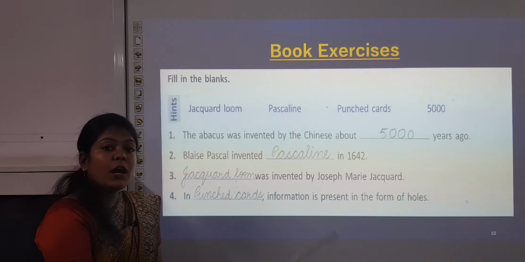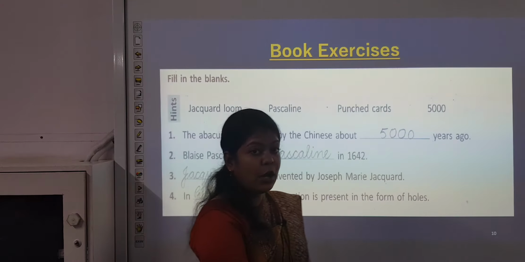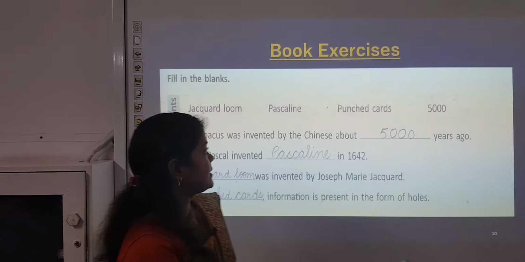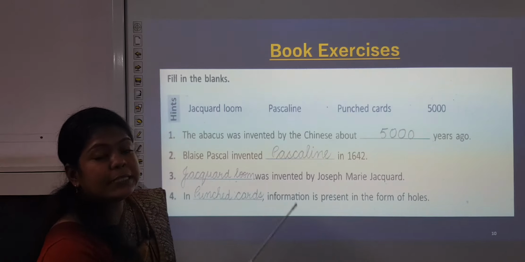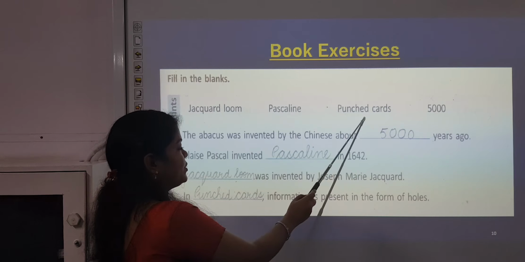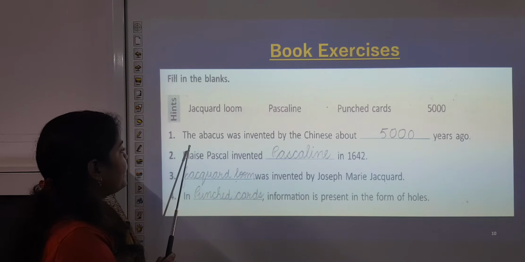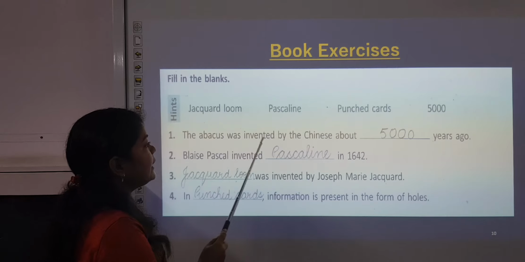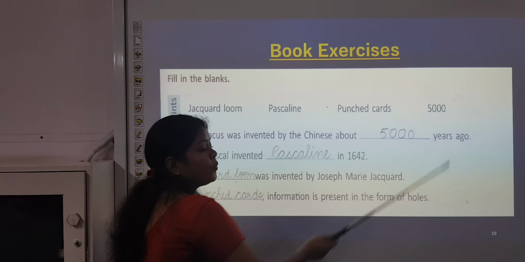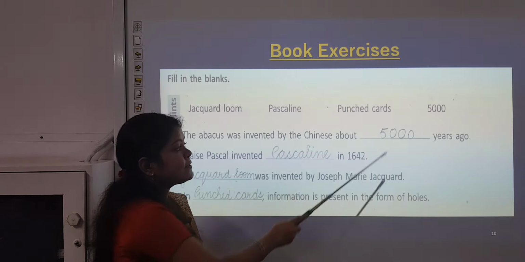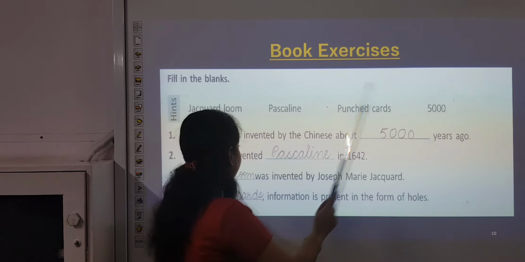So, this is all about our chapter. Now, we have to start the book exercise. Fill in the blanks. You have to fill in the blanks with these options. The first fill up is: the abacus was invented by the Chinese about dash years ago. How many years ago? It is 5000 years ago.